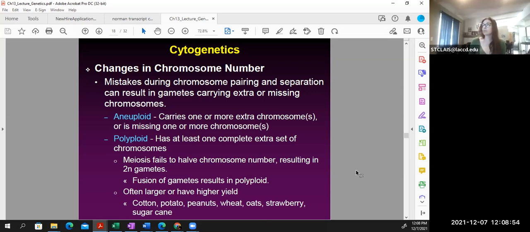Another thing that we want to think about here is the polyploids. The polyploids are going to have many copies of the genetic information, whereas our diploid individuals had 2 copies. We might have 4, 6, or even 8 copies of the genetic information. And the polyploids often will have advantages because they'll have higher yields. Some examples here that we have are cotton, peanuts, strawberry, and also sugarcane.